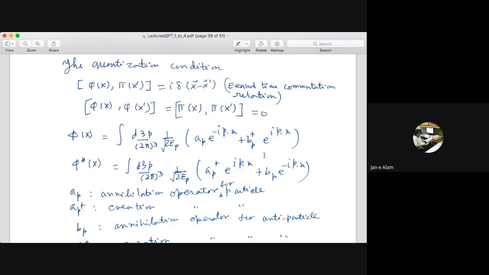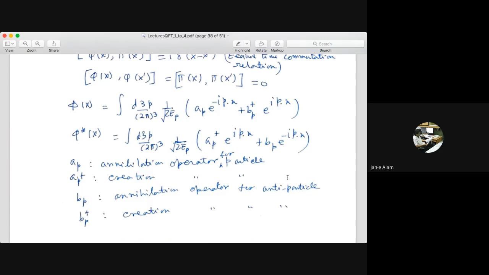So four operators. Now for a real particle we need one operator to create, the other to annihilate. But here I have phi and phi star, so we'll see that there are particles and antiparticles. To create a particle we need A_p dagger. To annihilate a particle I need A_p. To create an antiparticle I need B_p dagger, and to annihilate an antiparticle I need B_p. Right? I'll show you why I am calling them particles and antiparticles.